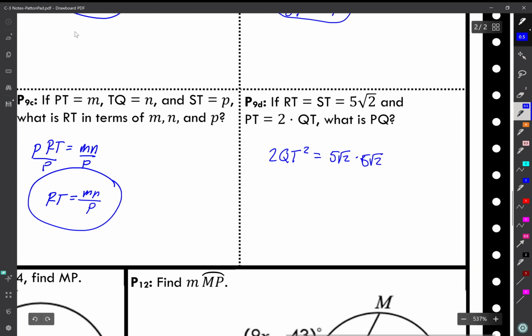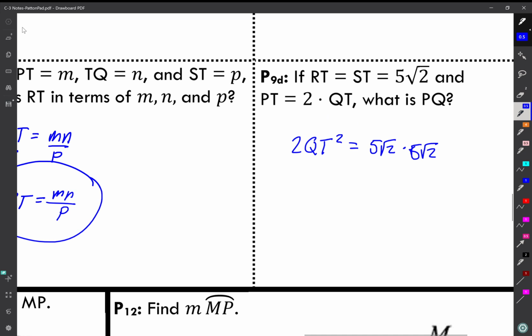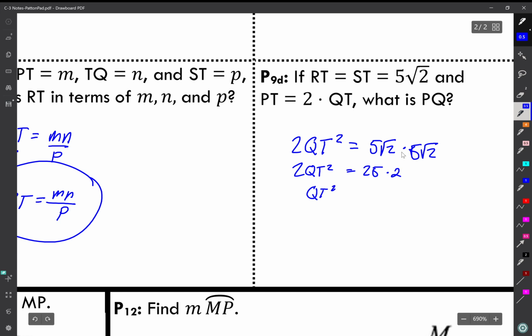So when I'm solving this one, I'm going to multiply the 5s separately, because you multiply the things outside the square root, then you multiply the things inside the square root separately as well. So this will be still 2 QT squared. So 5 times 5 is 25. Then square root of 2 times square root of 2 is just 2. Right? So I'm going to leave that times 2 like that. I'm not going to simplify it yet, because I'm just dividing both sides by 2. So those 2's will cancel, leaving us with 25 here. Take the square root of both sides. QT is equal to 5.